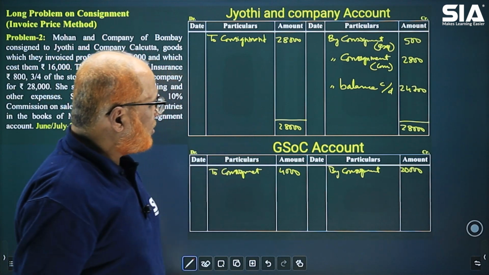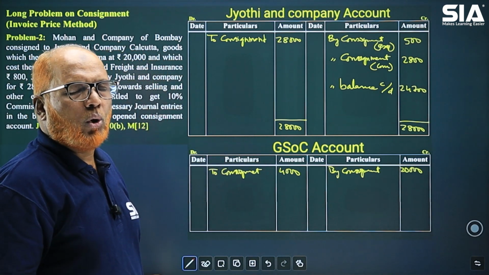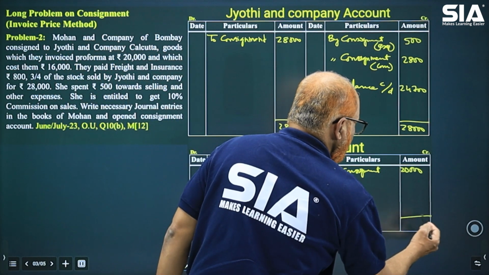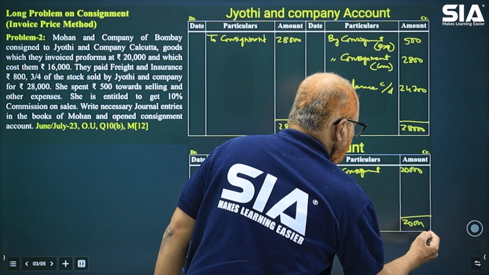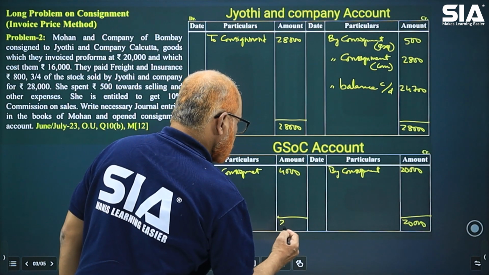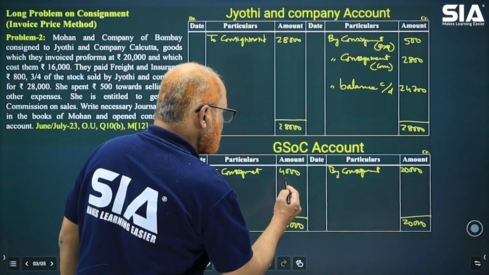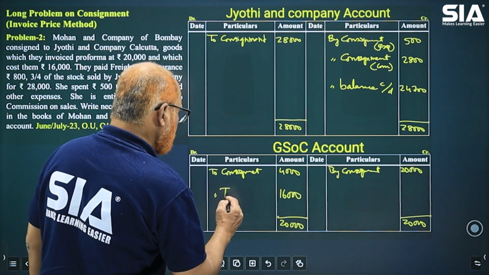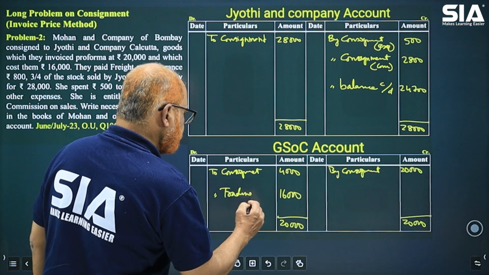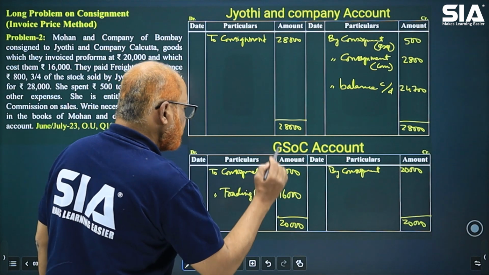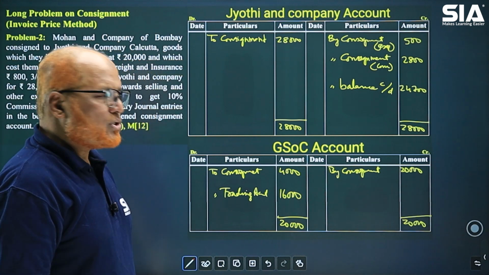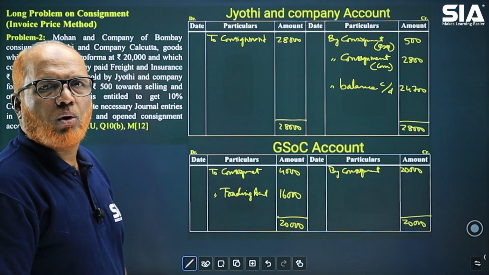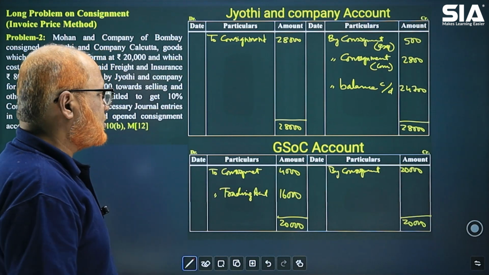Now, goods sent on consignment account should be closed by transferring it to trading account. So here 20,000 is the amount. Here also take 20,000. 20,000 minus 4,000 is 16,000. This should be transferred to trading account. That's all. So we have completed all the journal entries and also all the ledger accounts.